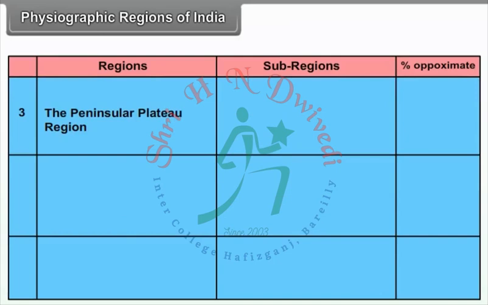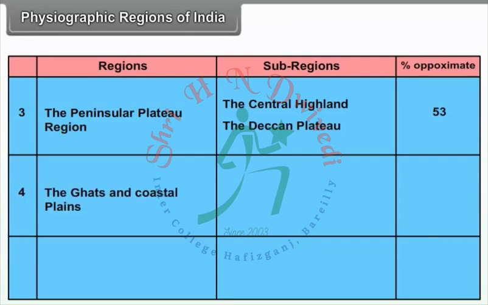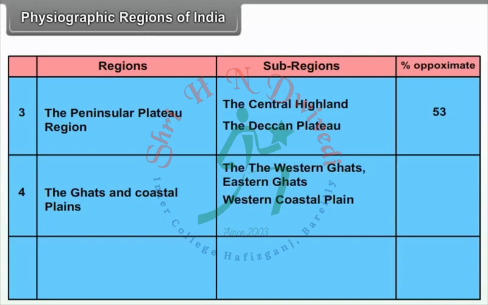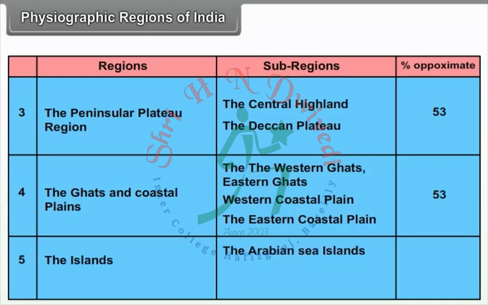The Peninsular Plateau Region: the Central Highland, the Deccan Plateau, 53%. The Ghats and Coastal Plains: the Western Ghats, Eastern Ghats, Western Coastal Plain, the Eastern Coastal Plain, 53%. The islands: the Arabian Sea Islands, Bay of Bengal Islands.